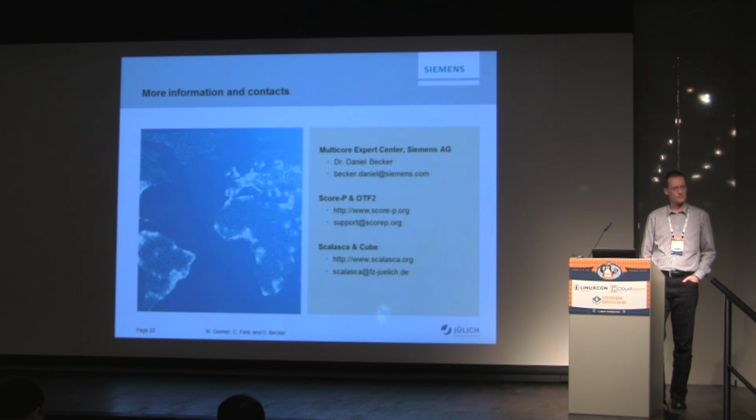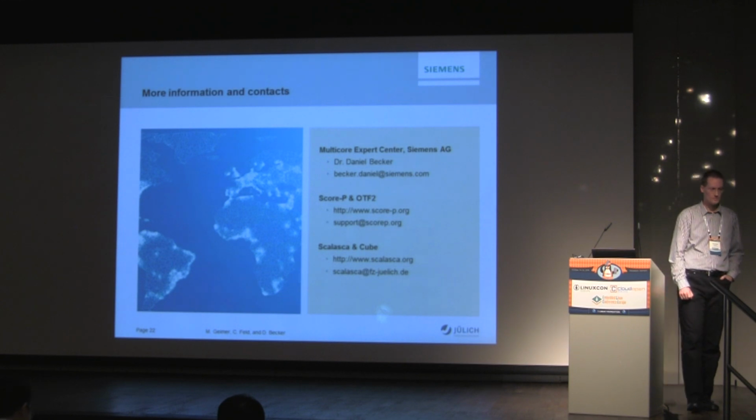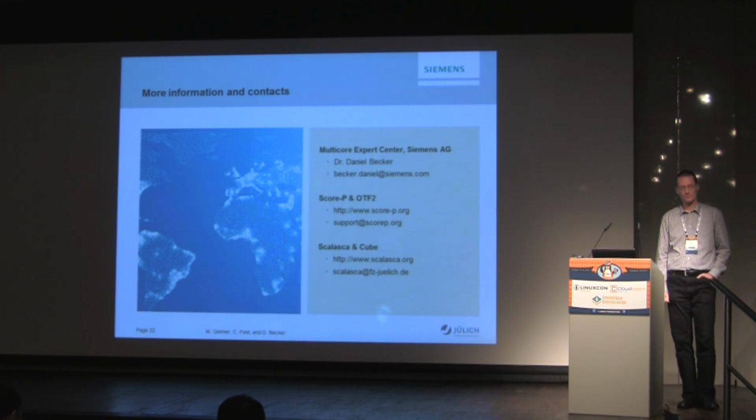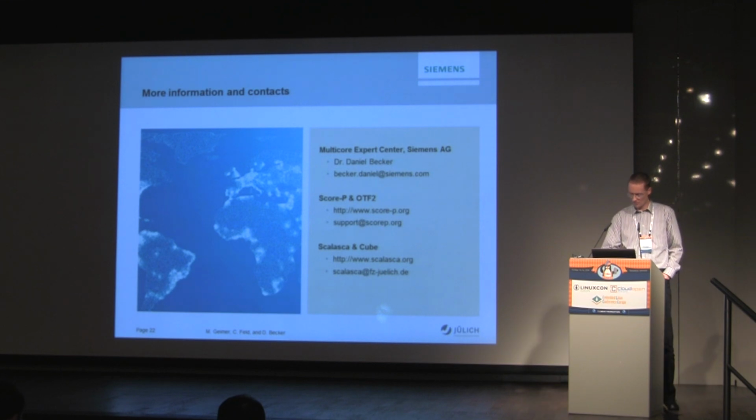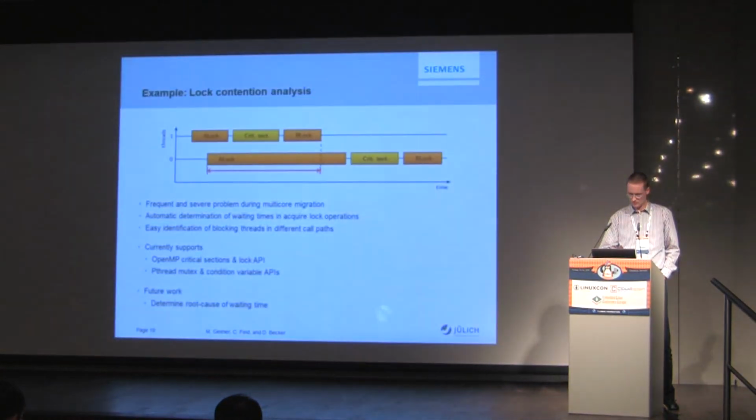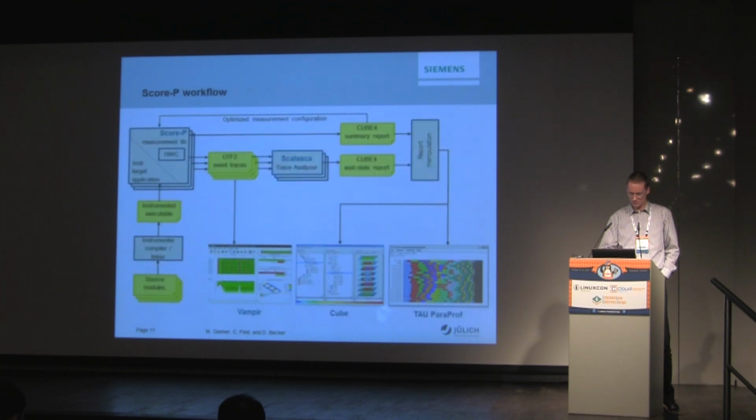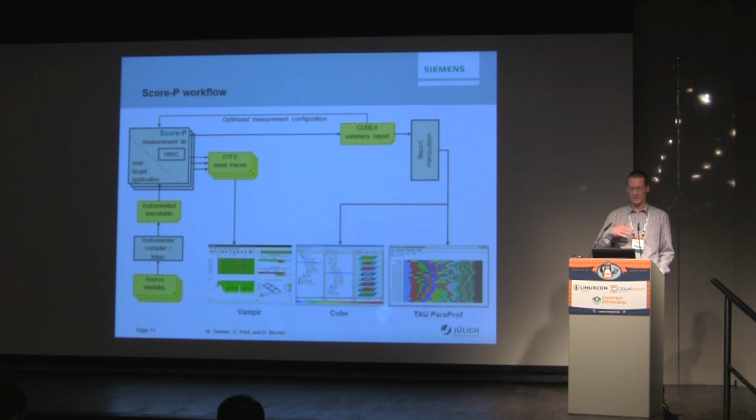Maybe one comment. You showed many different tools there, but I think a lot of them are proprietary, like PIN from Intel and Vampir, if I'm not mistaken. In fact, the tools sitting on top of Score-P, except for Vampir, are open source. So Cube, Scalasca, Tau are open source. Vampir is commercial. Score-P itself is also open source. So it's the only commercial tool that sits on top of Score-P.